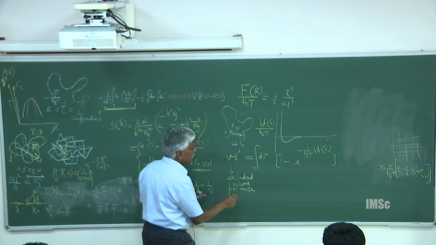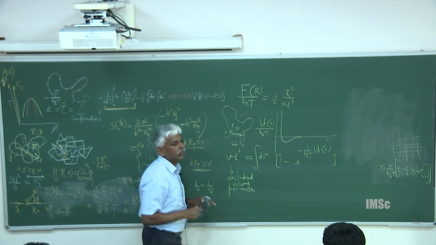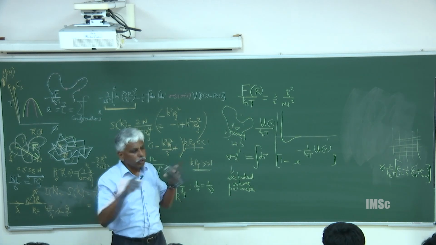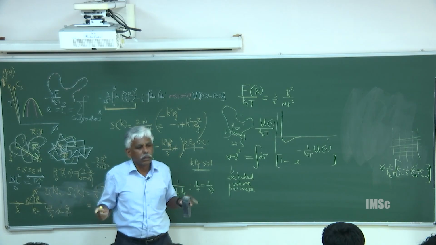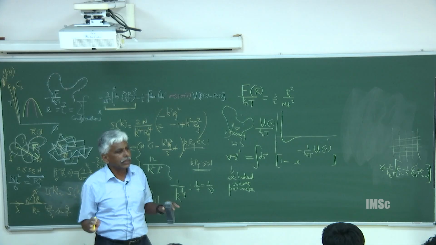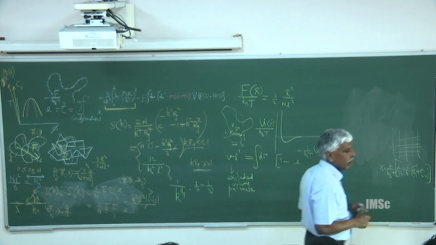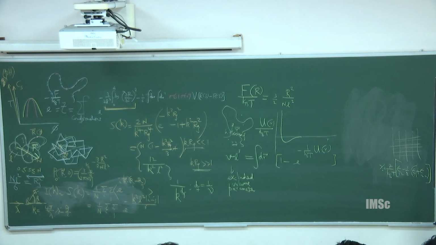This parameter is a representation of all the chemical details. All the rich chemical details are a representation of my ignorance about these interactions, the potentials. And usually, is that an effective parameter that you determine by comparing to experiments? Yeah, we'll see.